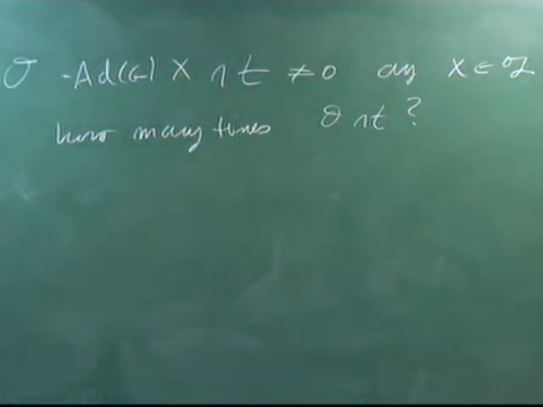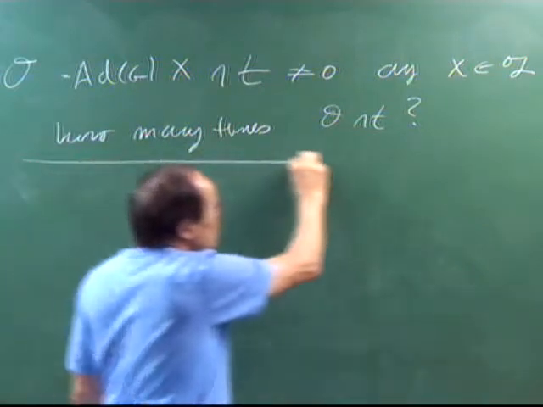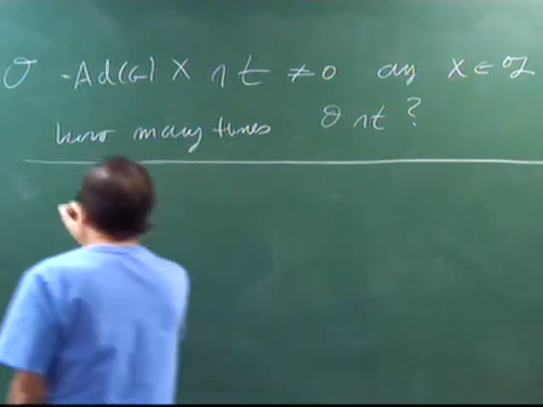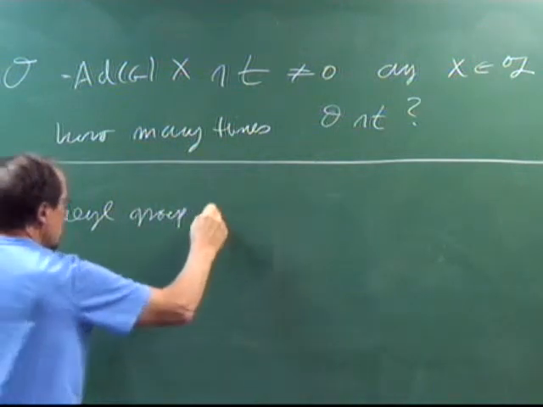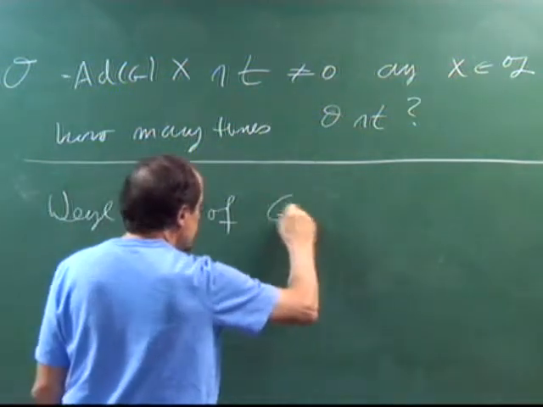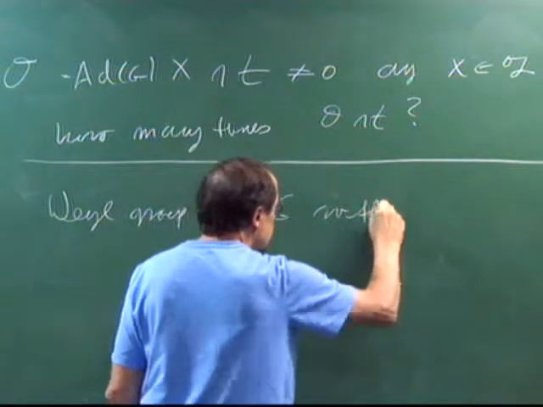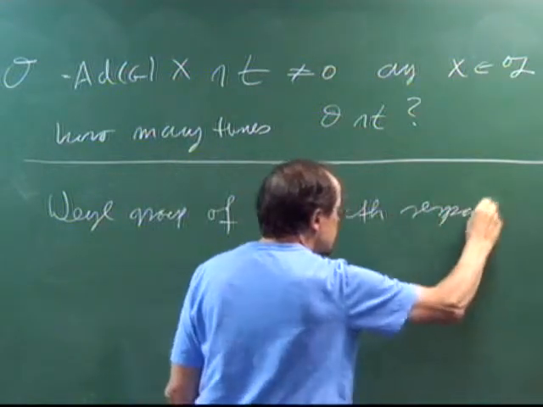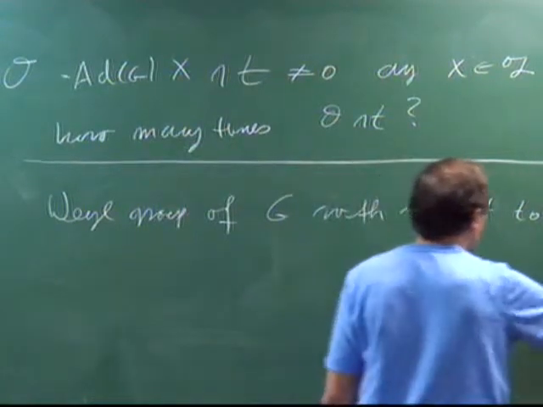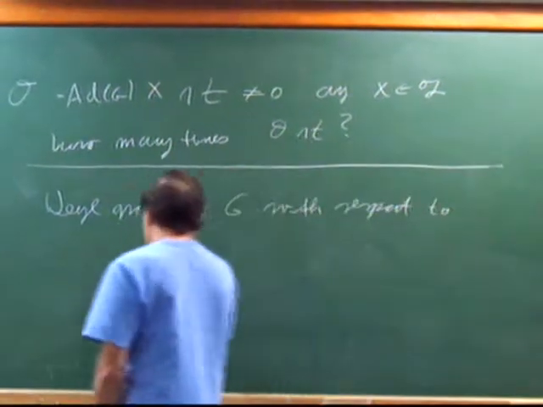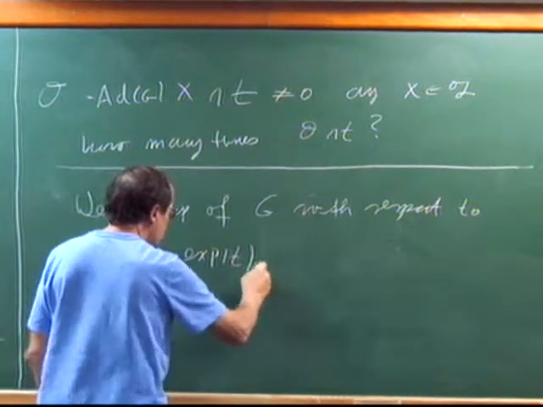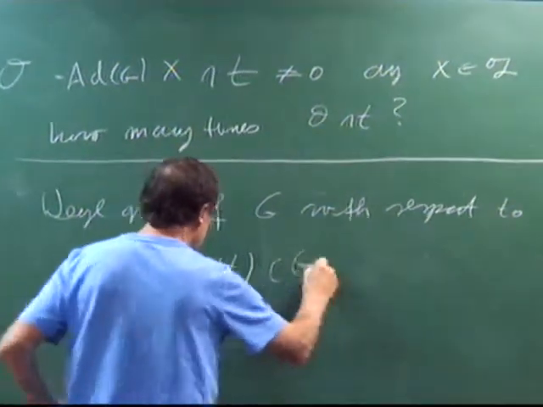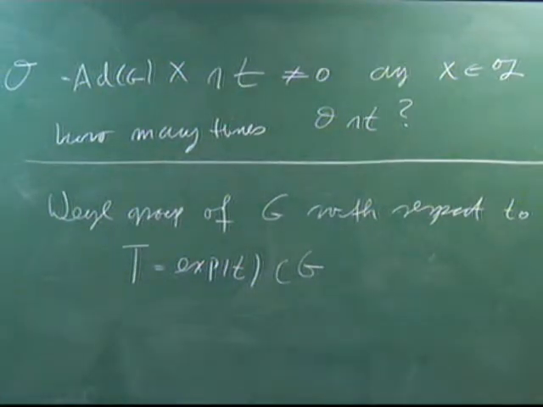I claim it's finite, and one can describe exactly what it looks like. But for this one introduces what's called a Weil group of the group G with respect to the maximum torus. So with respect to some choice of the maximum torus T, which is the image of the maximal abelian subalgebra inside G. So here's my maximal abelian subalgebra. Look at the image inside G.